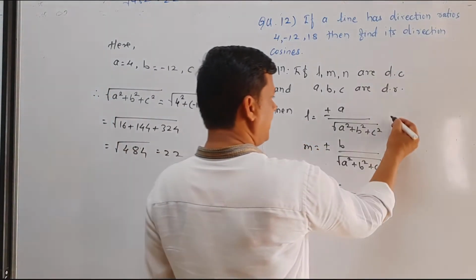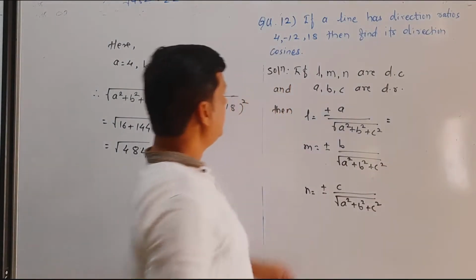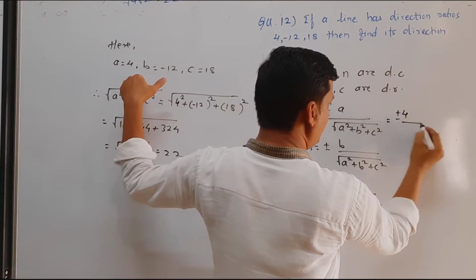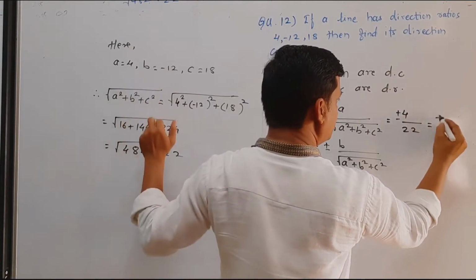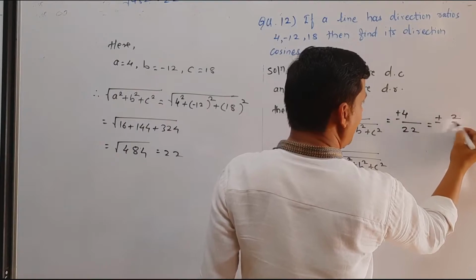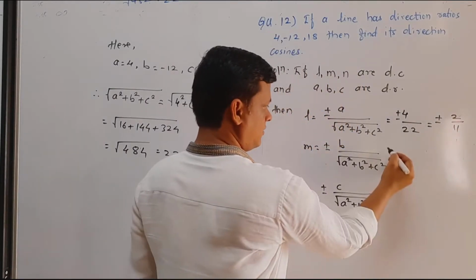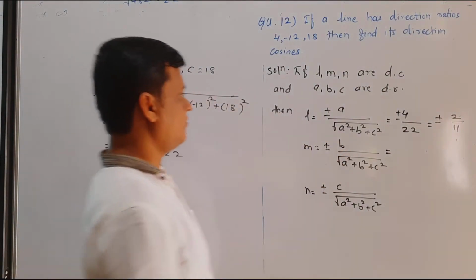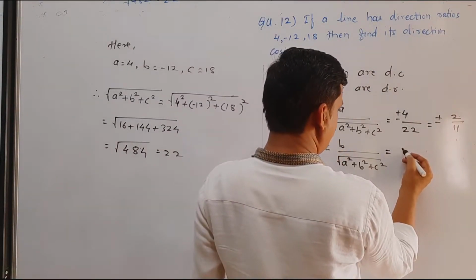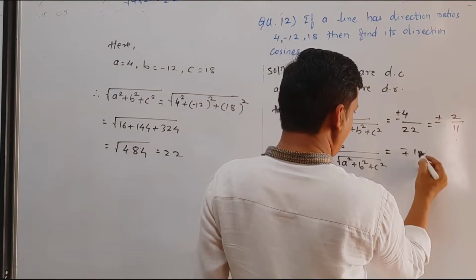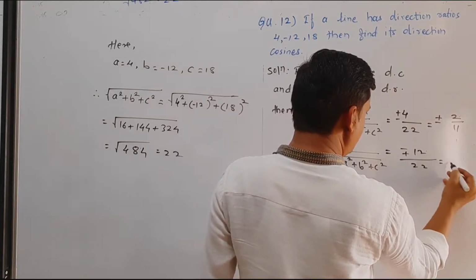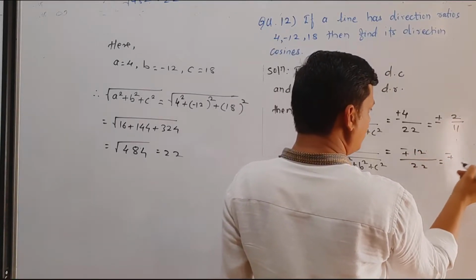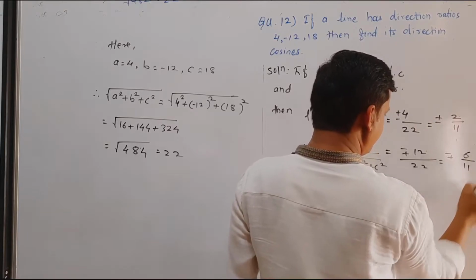So substitute the value of a. Here a is 4. So we write here L equals plus or minus 4 upon 22, that is plus or minus 2 by 11. Now we calculate the value of M. Substitute the value of b as minus 12. So we write here minus plus 12 upon 22, which is equal to minus plus. Now when we divide by 2, we get 6 by 11.